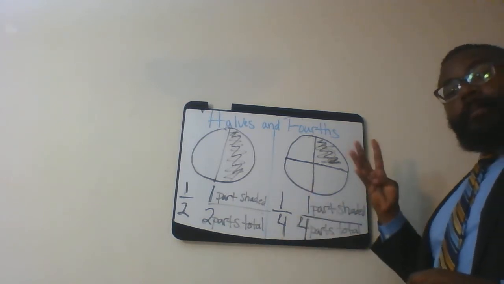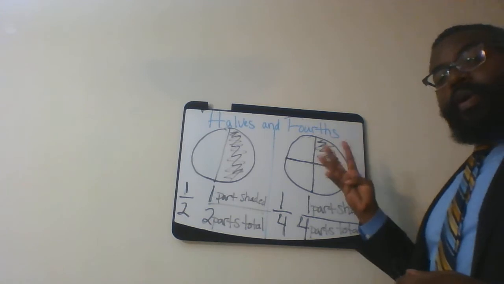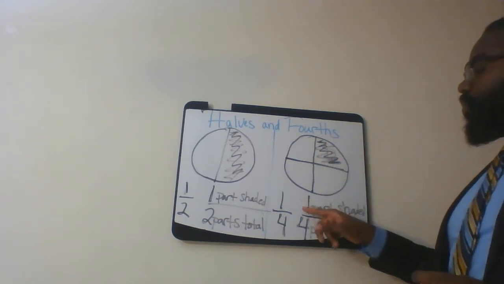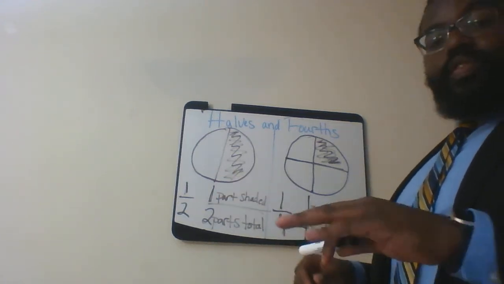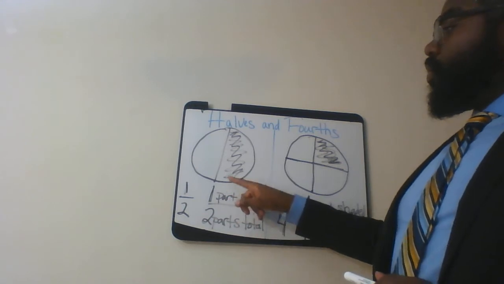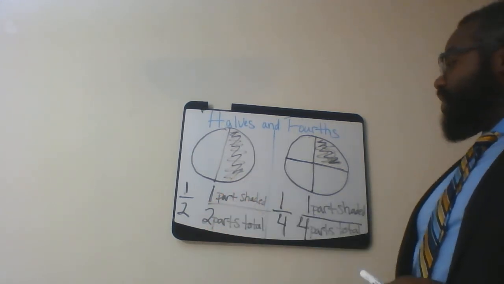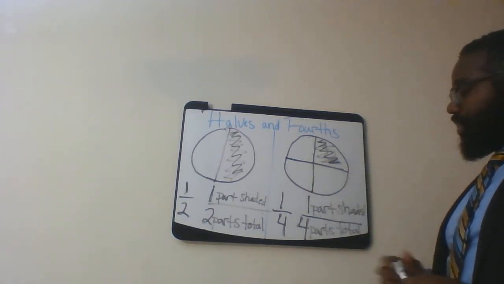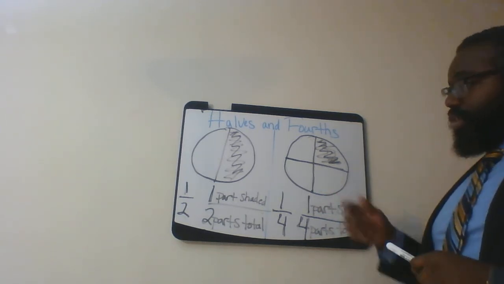Why is this called 1/4? Because there are four parts. Notice, one, two, three, four. There are four parts, but only one is shaded. So it's called 1/4. Notice, there are two parts, but one part is shaded, so it's one half. Here there are four parts total, but only one part is shaded. So this will make this 1/4.